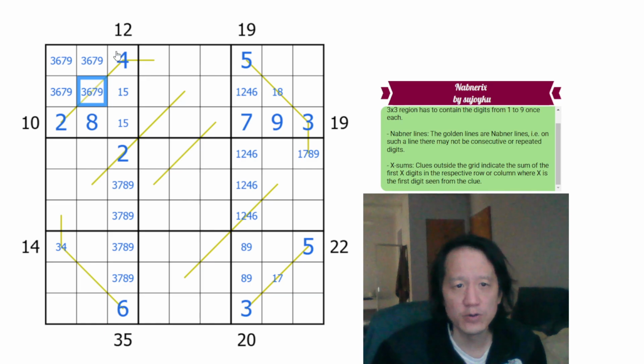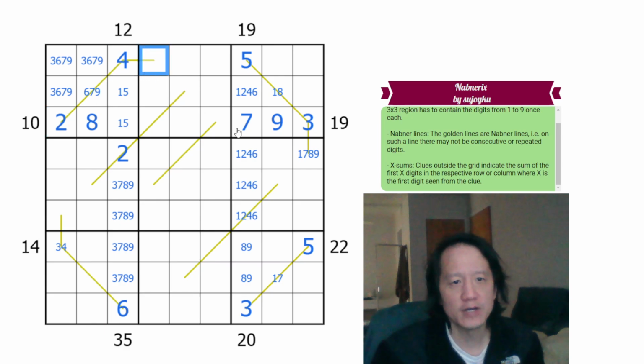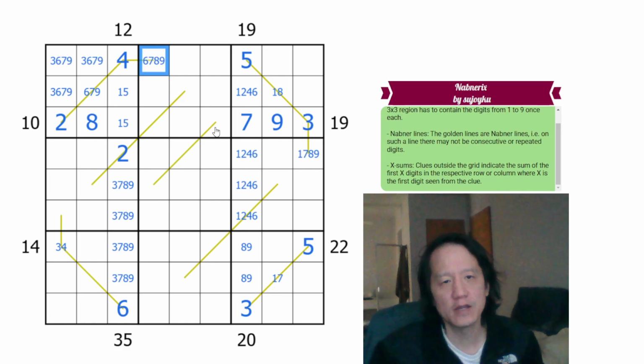3 can't be here because it can't be on the same Nabner line with 2 and 4. So this is 6, 7, 9. This cannot be 1, 3, or 5 because those are consecutive with 2 and 4. So it has to be 6, 7, 8, or 9 here.